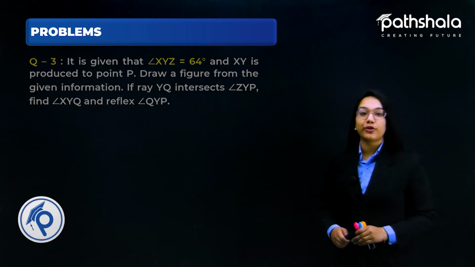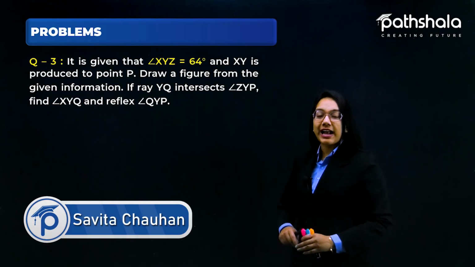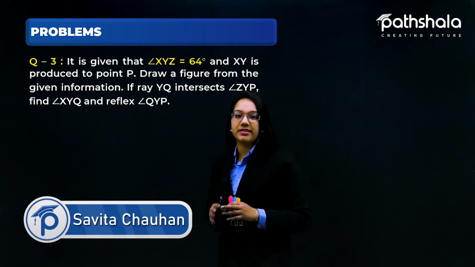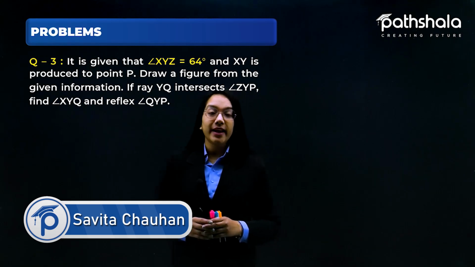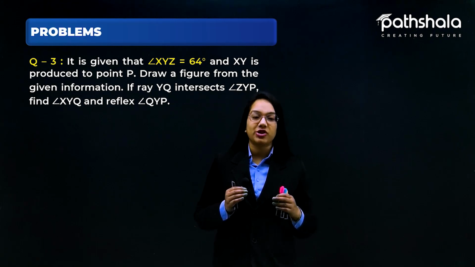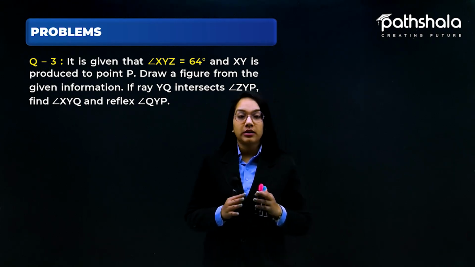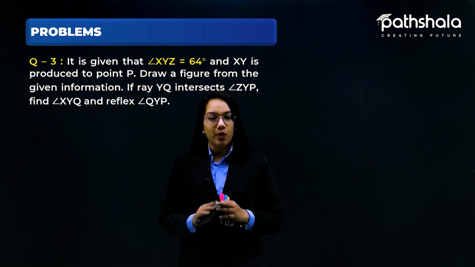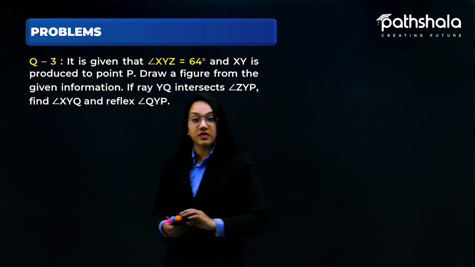Now let's move on to question number 3, which says that it is given that angle XYZ is equal to 64 degrees and XY is produced to the point P. Draw a figure from the given information. So we have to draw the figure for this particular question all by ourselves. So let's start forming this figure.